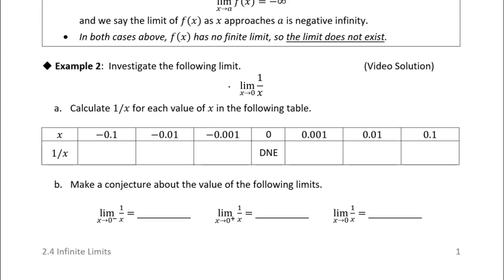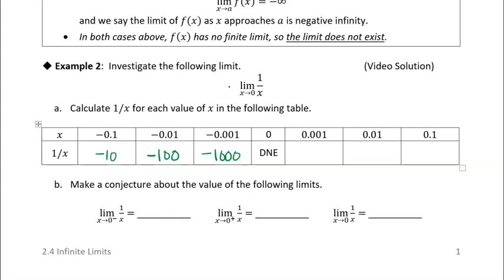So let's put in some values. This is negative 1/10. The reciprocal of that is negative 10. Negative 1/100th, so the reciprocal is negative 100. And then this is negative 1/1000th. When we take the reciprocal of that, we get negative 1000. Now you notice that we put in a negative and we get a negative, right? Because it's just 1 over x. We're not squaring it.